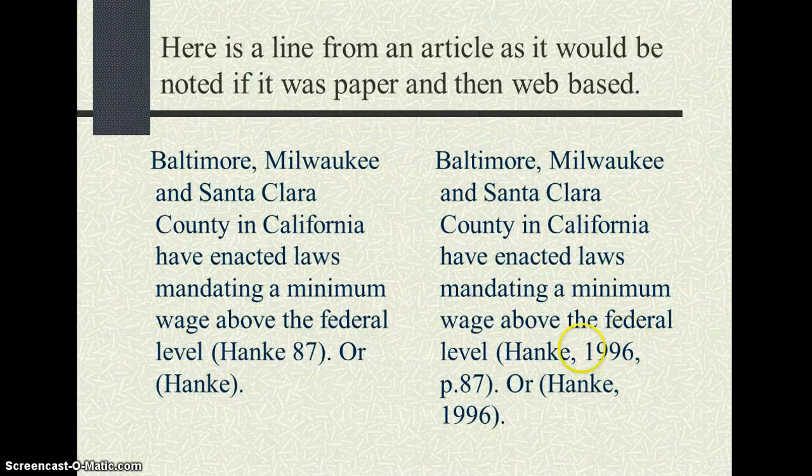You can see here a line from an article as it would have been noted if it was on paper, and then if it were web-based. Here you can see we've got the paper version, so it's the author's name and then page 87. But if it is an online version, unless it has been done as a PDF document, you do not use a page number. And you can see also with APA, same rule.